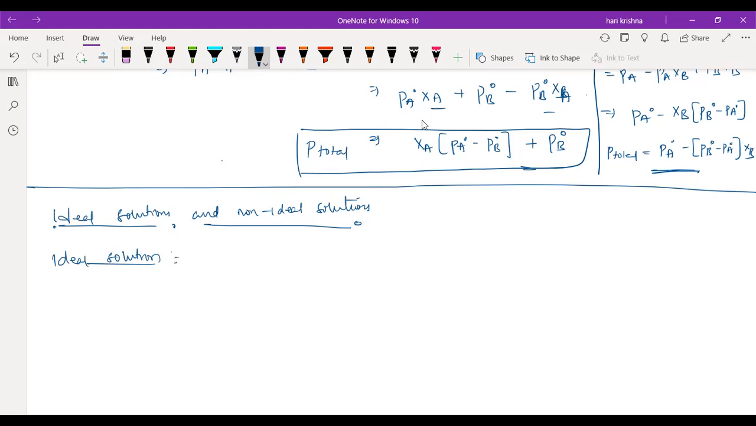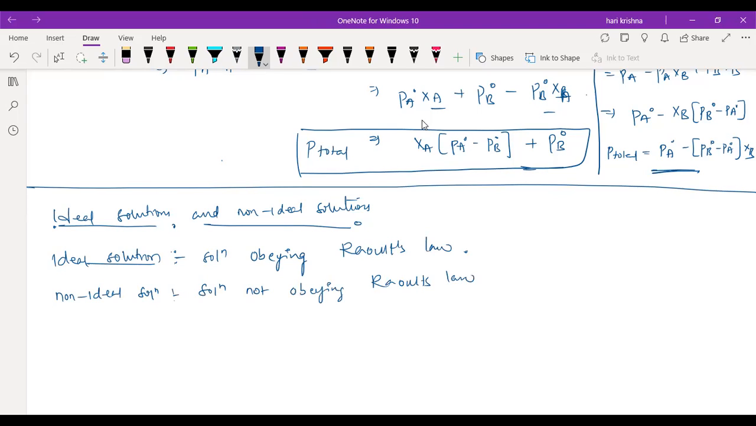Which are the solutions obeying Raoult's law? Which are the solutions obeying Raoult's law at all the conditions, that is called an ideal solution. What is a non-ideal? Solution not obeying Raoult's law. Simple. That is a non-ideal solution.